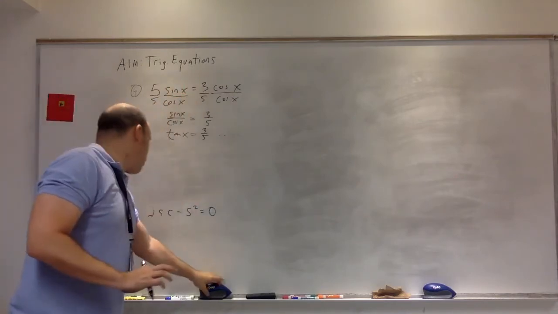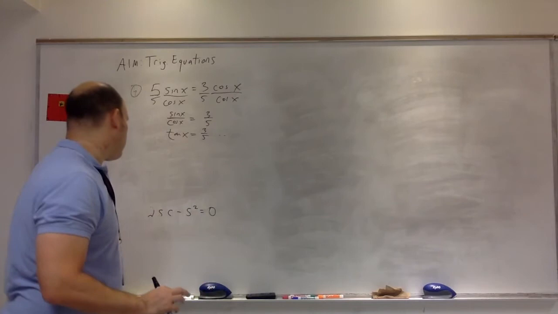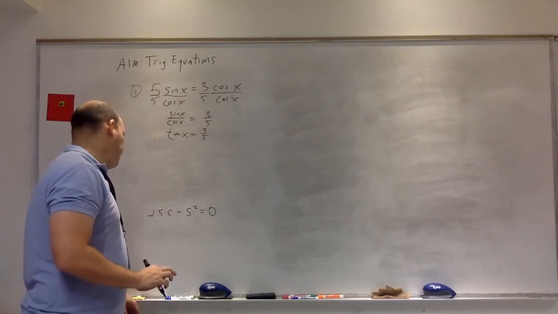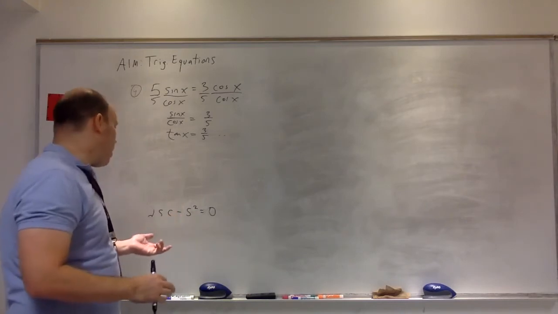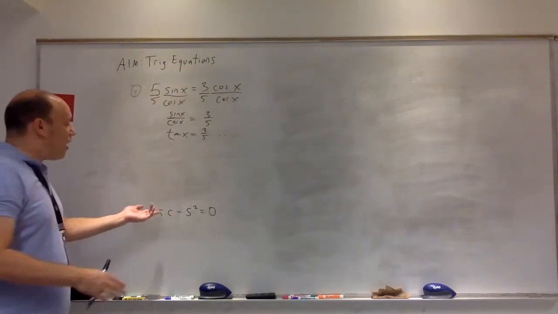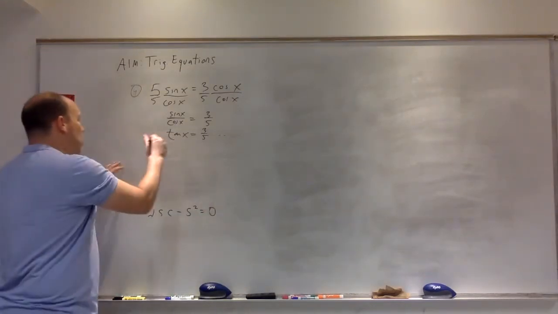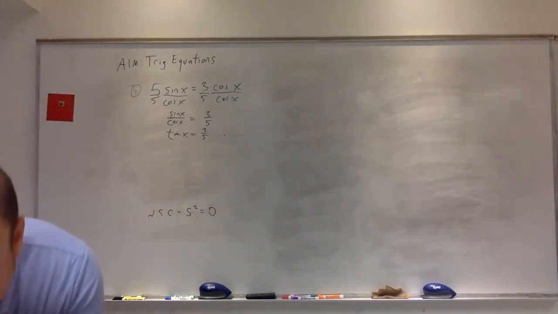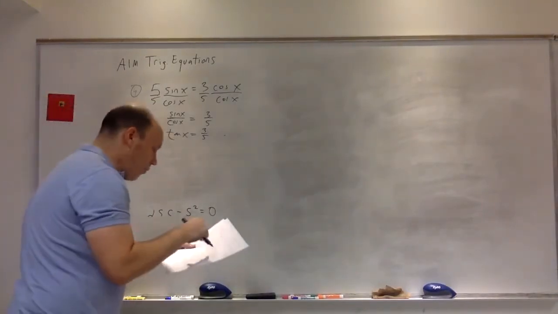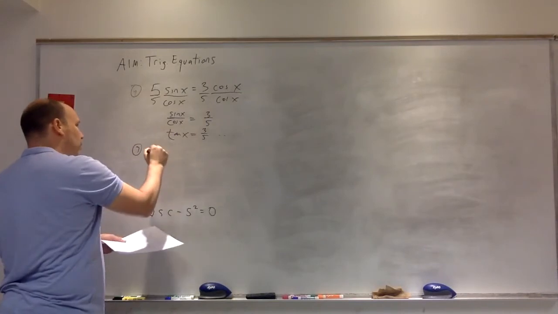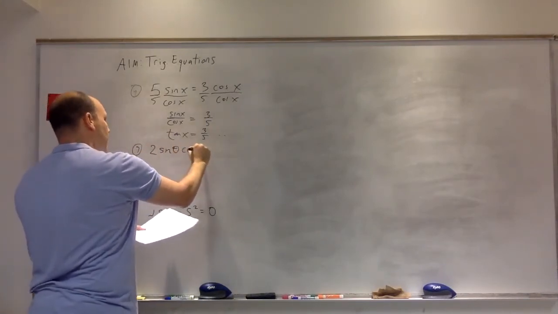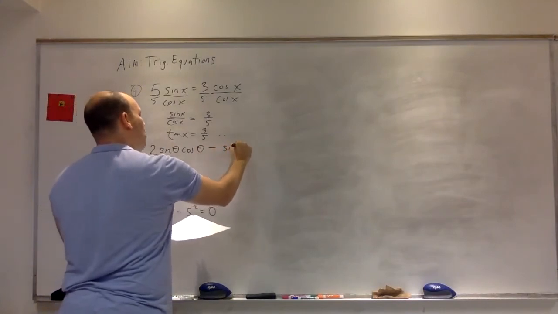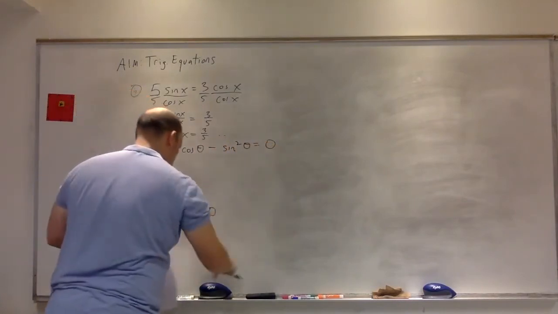The next thing we have to talk about is this equation here. Well, let's use that to solve this equation. So what was it? Sorry. Let's see. This was number 7. And number 7, let me rewrite this. It was 2 sine theta cosine theta minus sine squared theta equals 0.